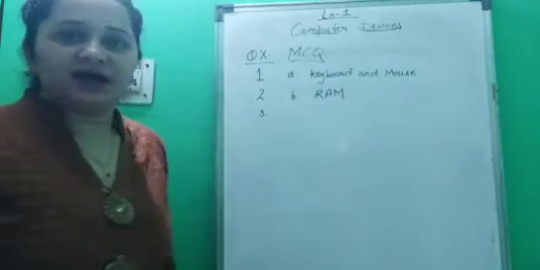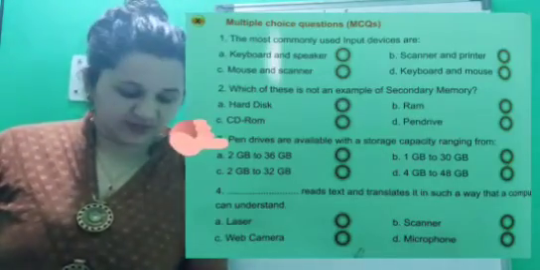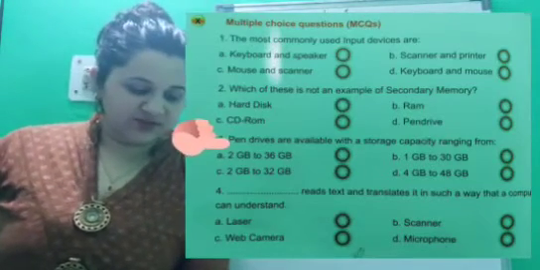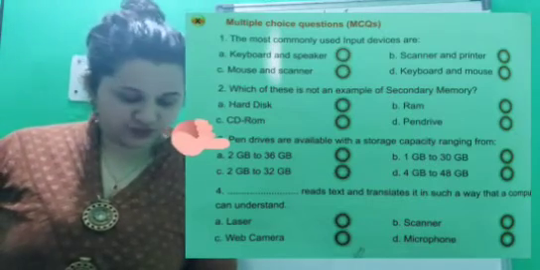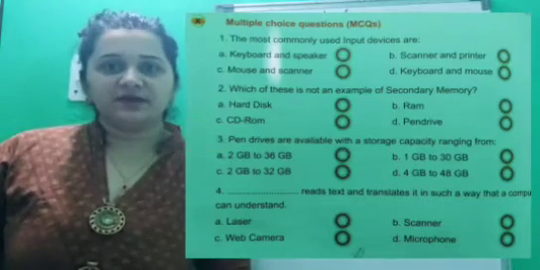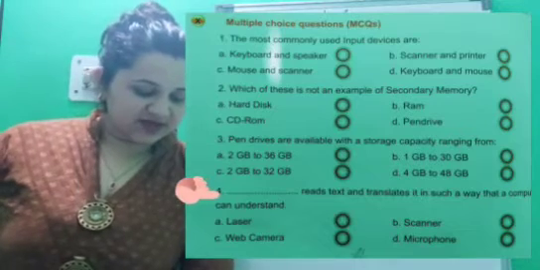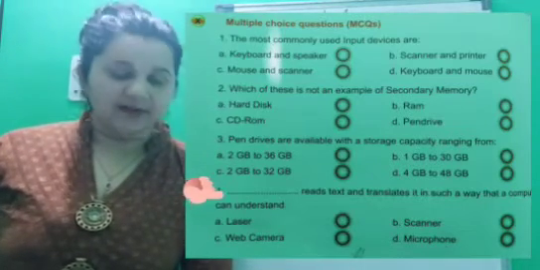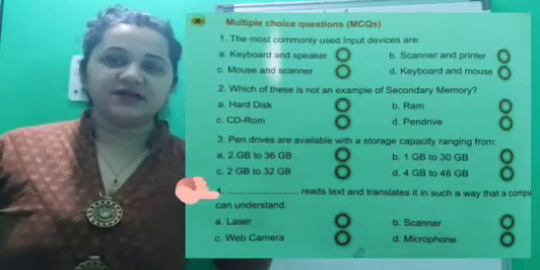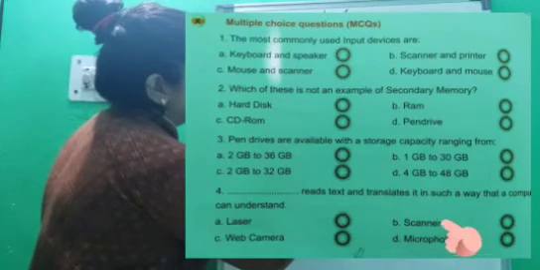Now come to third one. Pen drives are available with a storage capacity ranging from, the options are 2 GB to 36 GB, 1 GB to 30 GB, 2 GB to 32 GB, and 4 GB to 48 GB. In all these options, we will tick on this option, 2 GB to 36 GB. Dash reads text and translates it in such a way that a computer can understand. Which of them reads the data and transfers it into the computer system? Yes, children. Scanner.